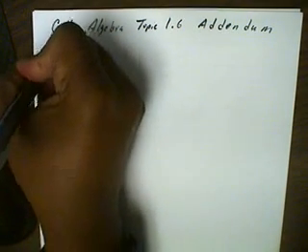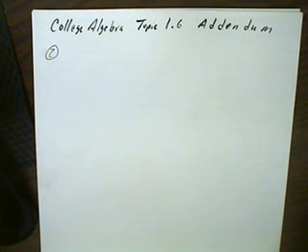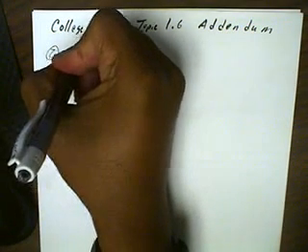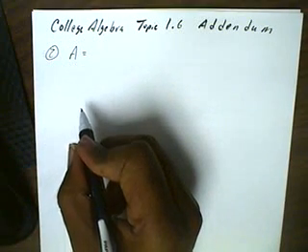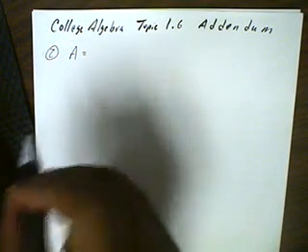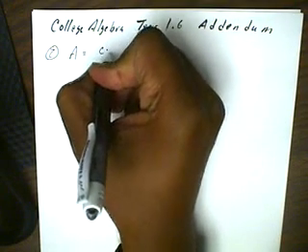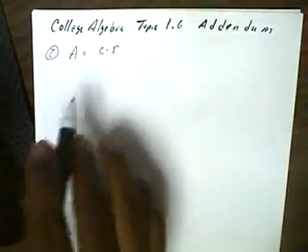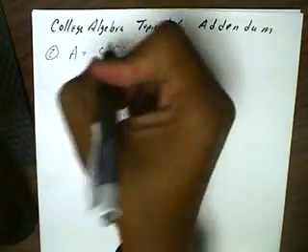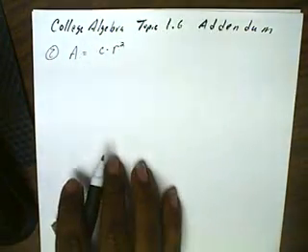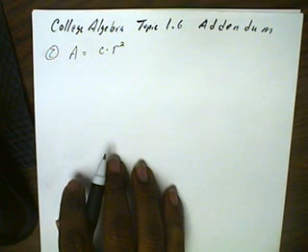Okay, number 2 says, the area of a circle varies directly with the square of its radius. The area of a circle, so we'll use A, and varies directly means that we're going to take the constant and multiply it with the radius. So varies directly with the radius. Now, it says the square of the radius, so we're going to add a second power right here. Okay, that's it. The area of a circle varies directly with the square of its radius.